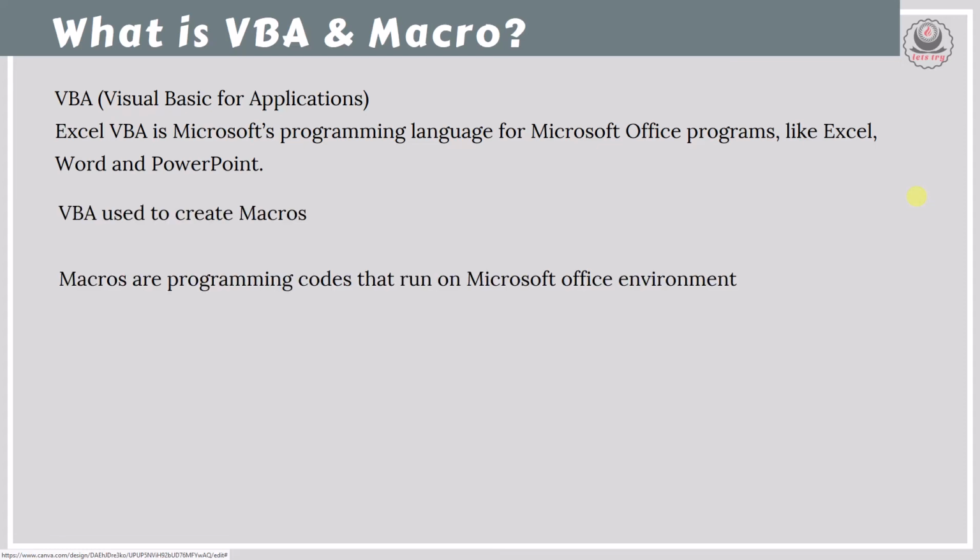Then what is a macro? The set of lines of code developed using VBA is called a macro. So we can say that we develop a macro using VBA. VBA is a programming language, we are using it and developing some macro, that is some deliverable, or it can be used to automate something. That is called a macro.